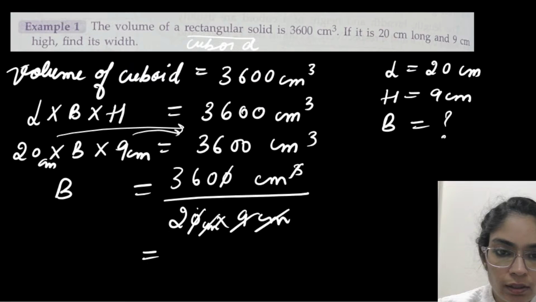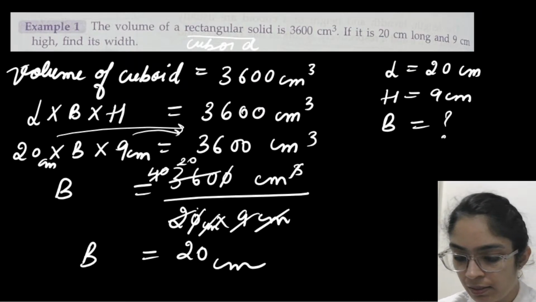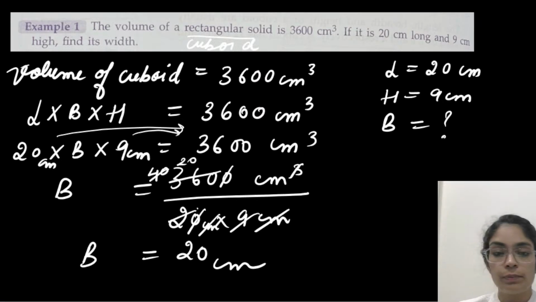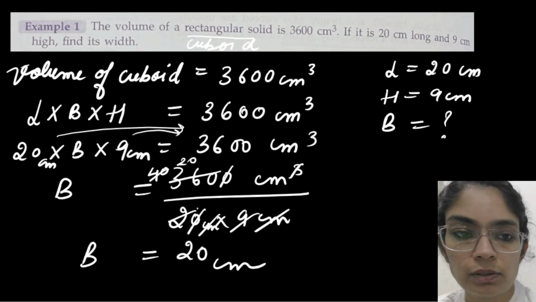So 9 into 40 and 2 into 20. So B is equals to 20 centimeter. Yes. So B is equals to 20 centimeters. So 20 is the answer. So width of the solid is 20 centimeter. So very simple question it was. You all have found the answer. Sami, Nikhil and Adarsh have also found the answer. Let's do next question now.